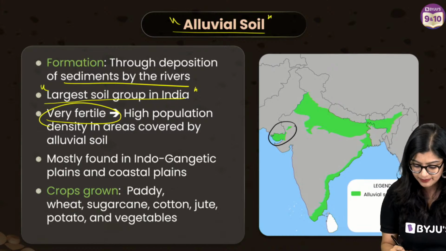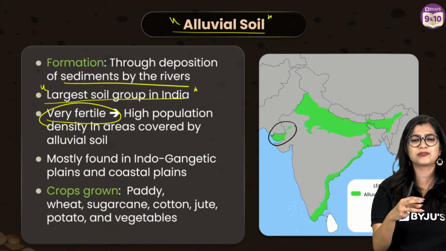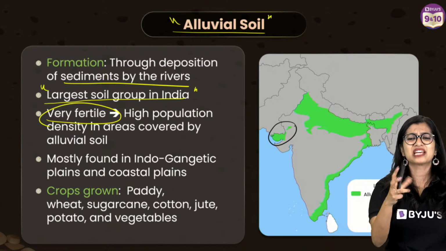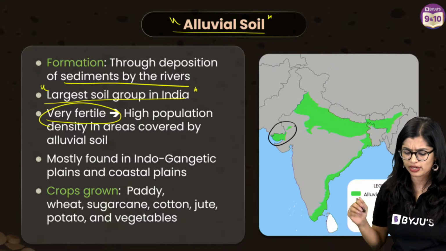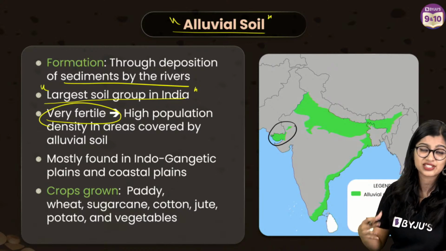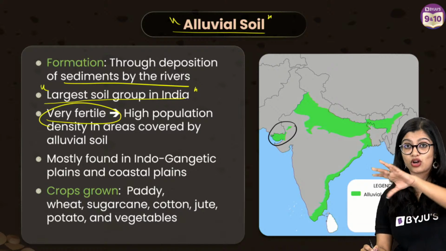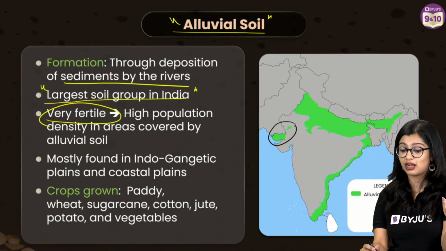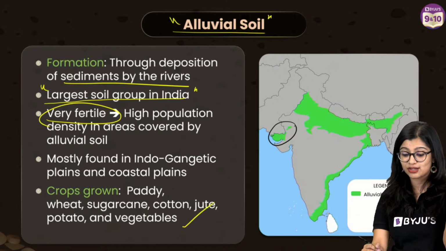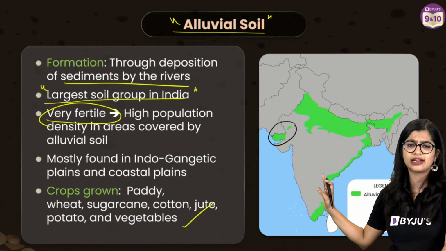Next, you should know some of the basic features of alluvial soil. First and foremost, because it's very fertile, a lot of people, especially in the northern plains, do a lot of agriculture. They grow rice, wheat, sugarcane, and so on.